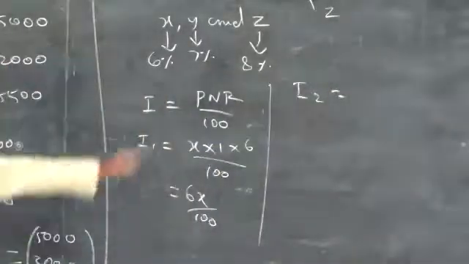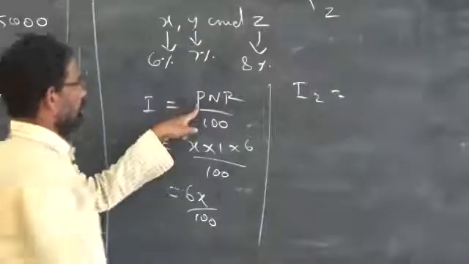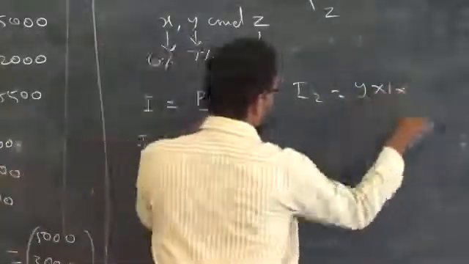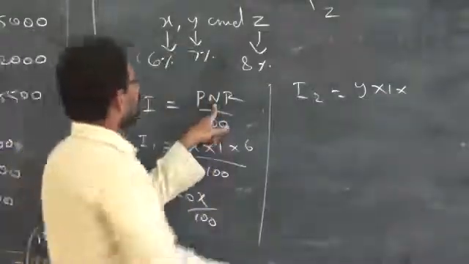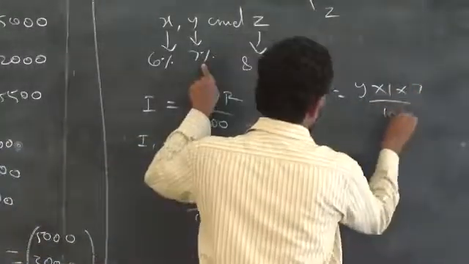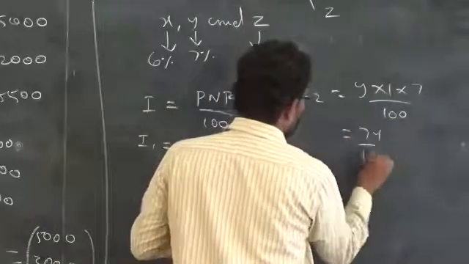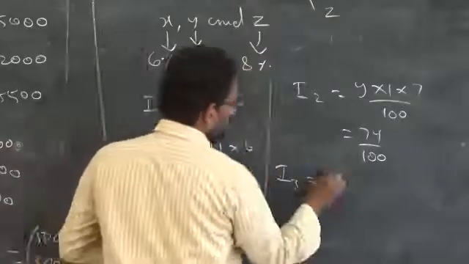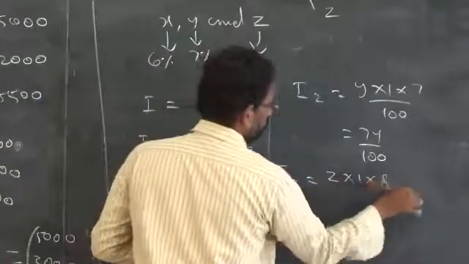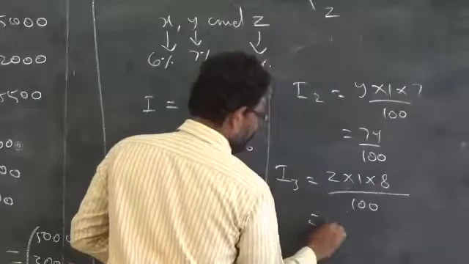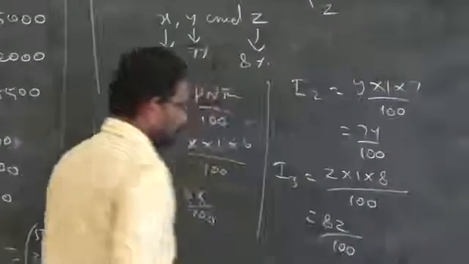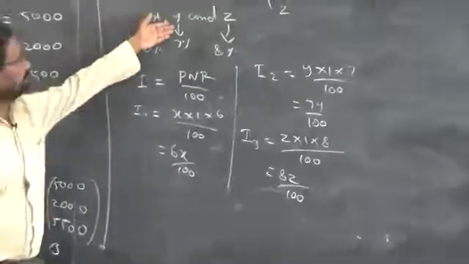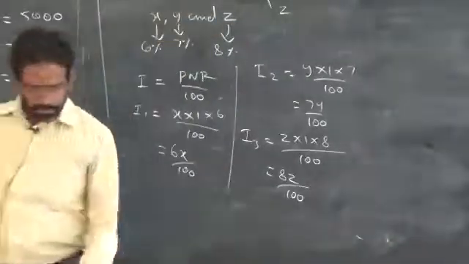Similarly, you find the income from the second amount, that is Y, with the same formula. Here the principal is Y, number of years is 1 because it is given per year, rate of interest is 7 by 100, that is 7y by 100. Similarly for the third, income from Z. So I know the interest from the first, second and third investment. Now you see the question.